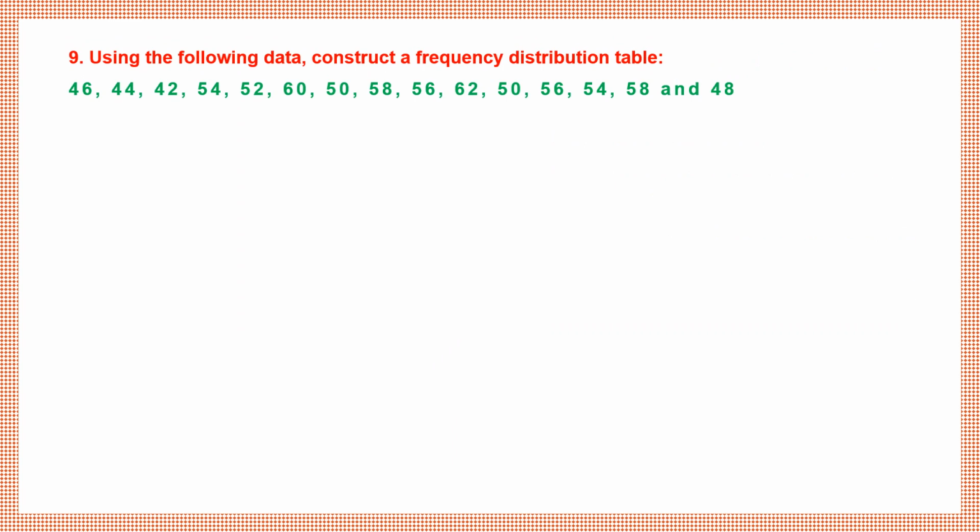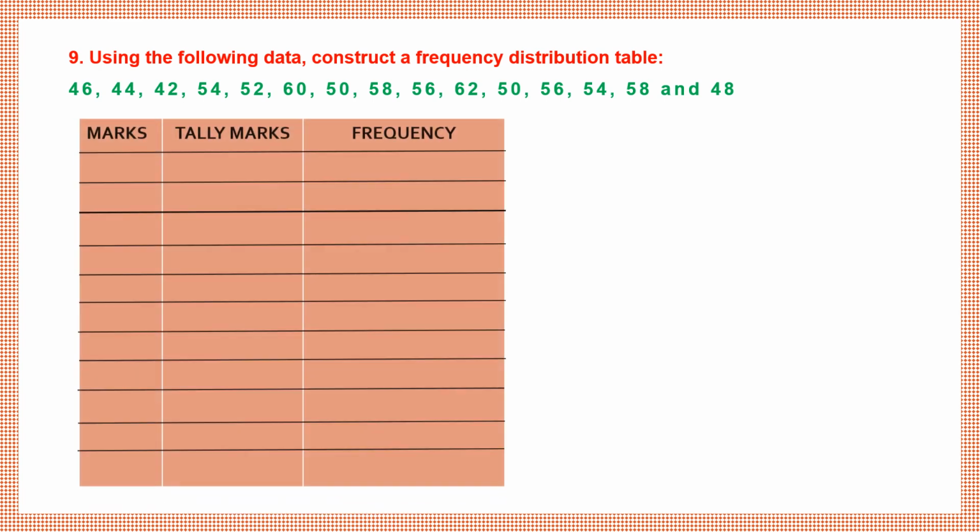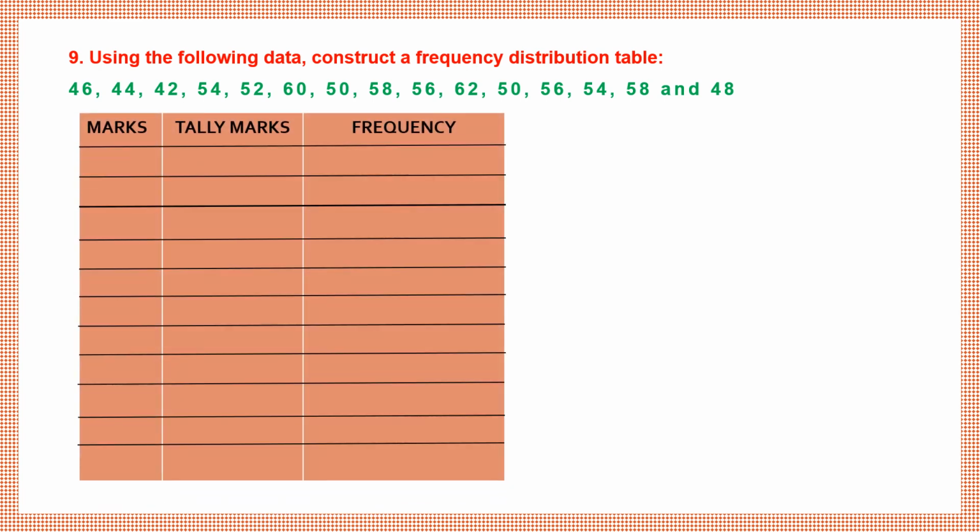Question 9. Using the following data, construct a frequency distribution table. So first step, draw the table with 3 columns. Now let's arrange these numbers in ascending order. Now let's begin to look for the numbers. We have 46, 44, 42. Do we have a number smaller than 42? Let's check and see. No, so 42 is our smallest number. So let's write 42 and strike it off.